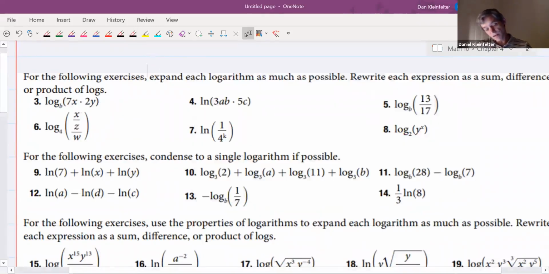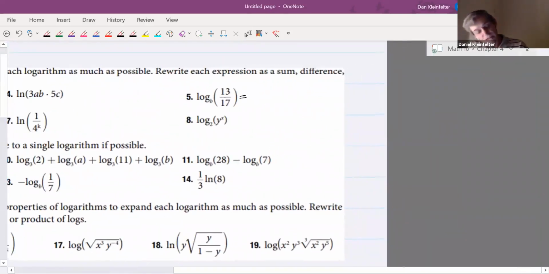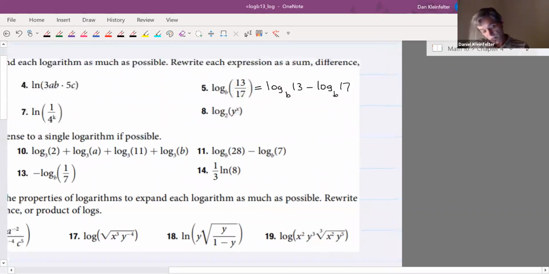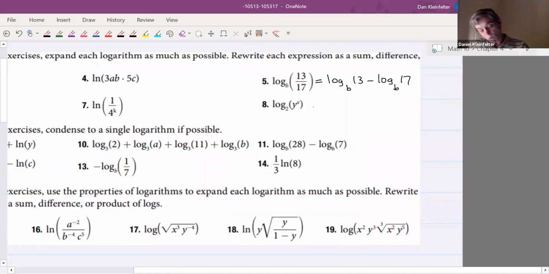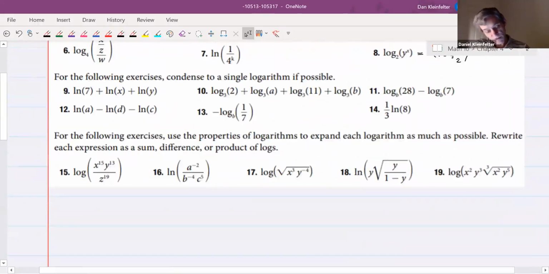All right, so here, I think we did already a lot of these expanding logarithms. Let me do just 2 more. Log base b of 13/17. This will be log base b of 13 minus log base b of 17. Okay, here log base 2 of y to the x power. That's x log base 2 of y. Okay, expanding.